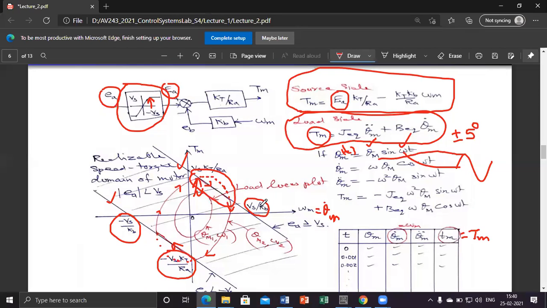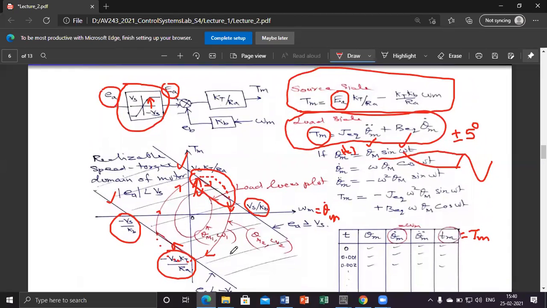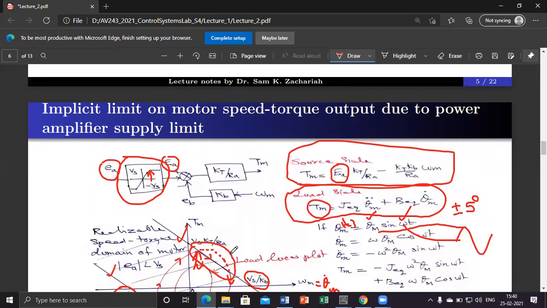Then you will understand each and every corner of this particular graph. Even then, if you are not getting it, then again we'll discuss. Okay. All right.